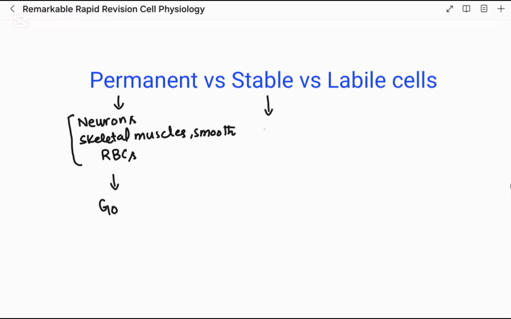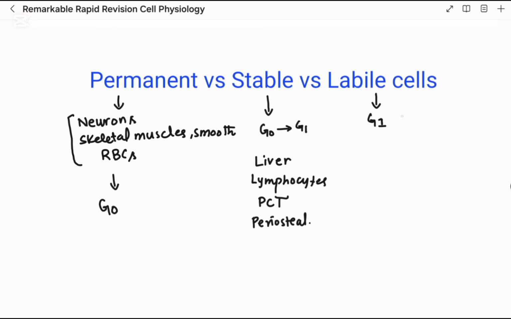What are stable cells? They are present in the G0 phase, but they can move to the G1 phase when required or stimulated adequately. Example is liver cell or hepatocytes. Other examples include lymphocytes, PCT cells, and periosteal cells. Labile cells always and always remain in the G1 phase, and this G1 phase is very short as well for the labile cells, and they never ever go to G0 phase.